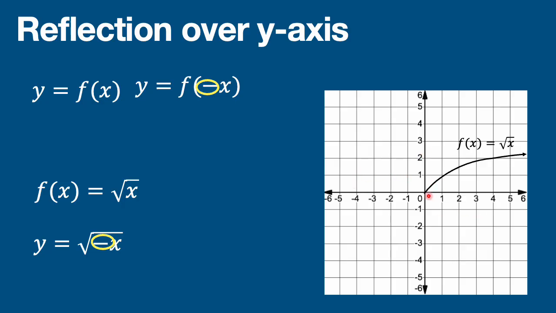0 and 0 stays 0 and 0, 1 and 1. Change the sign of the x value: negative 1 and 1. 4 and 2, change the sign of the x value: negative 4 and 2. That's how you plot it right there. So 1 and 1, negative 1 and 1, 4 and 2, negative 4 and 2. Then you plot the graph and connect the points. You're going to find y equals the square root of negative x.